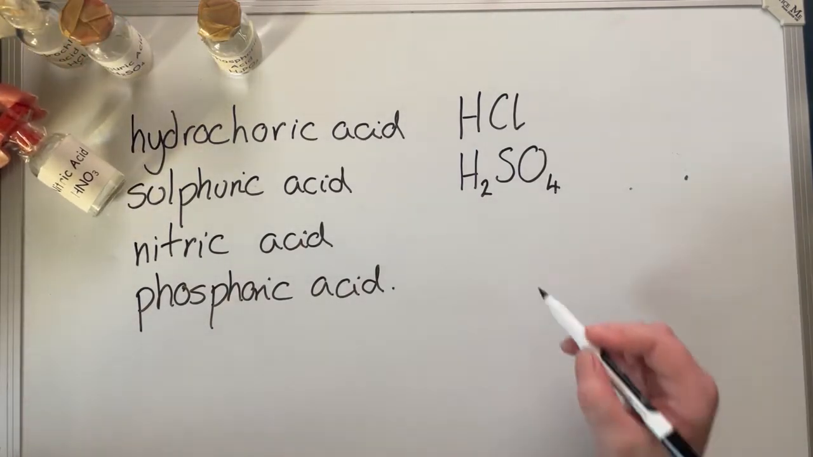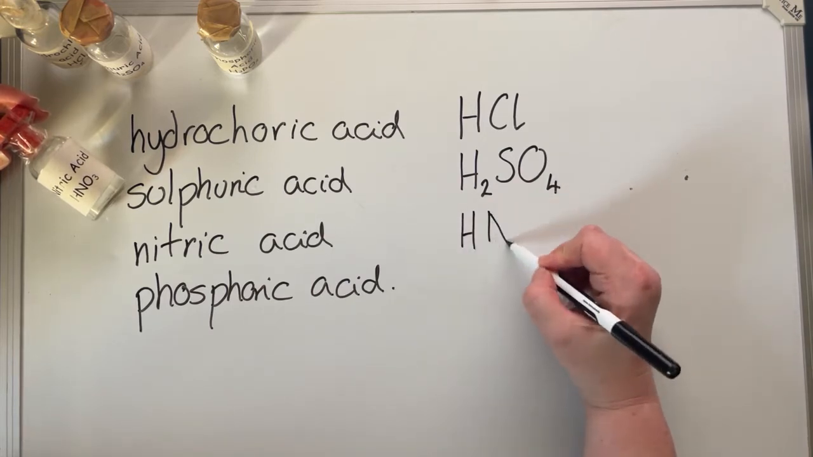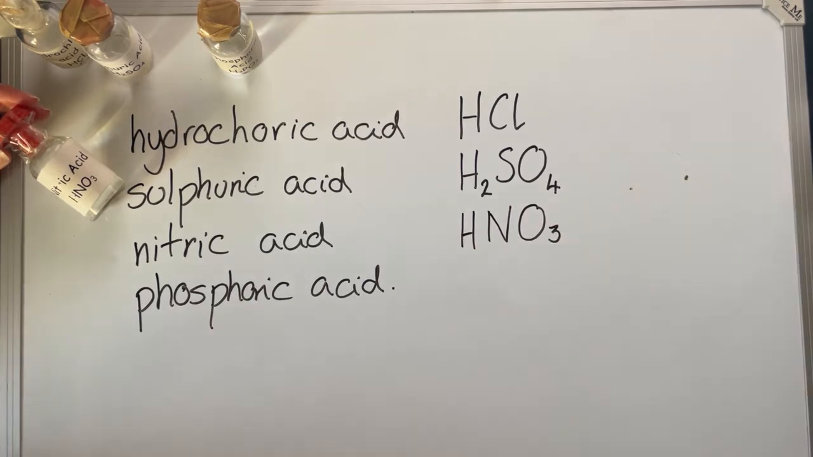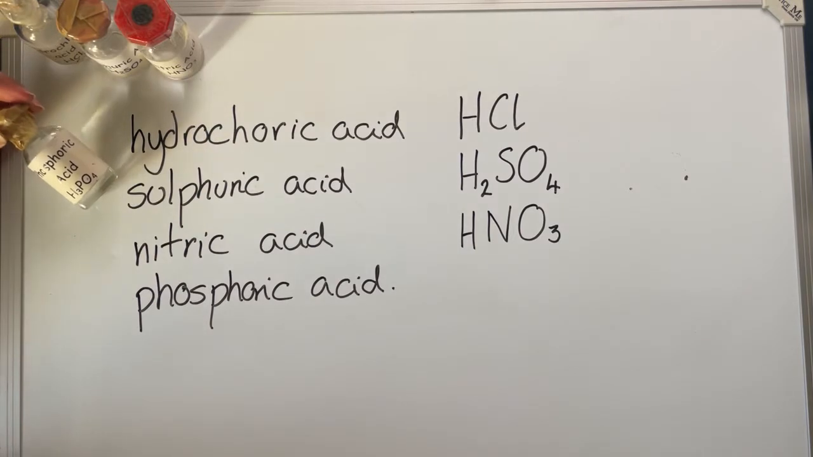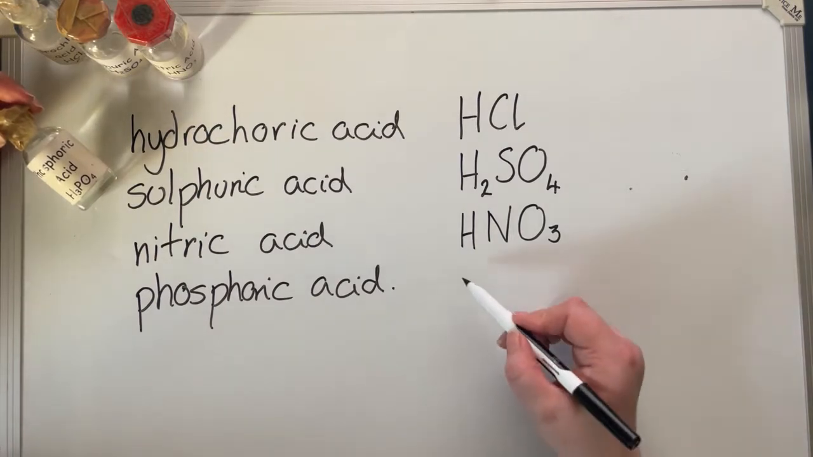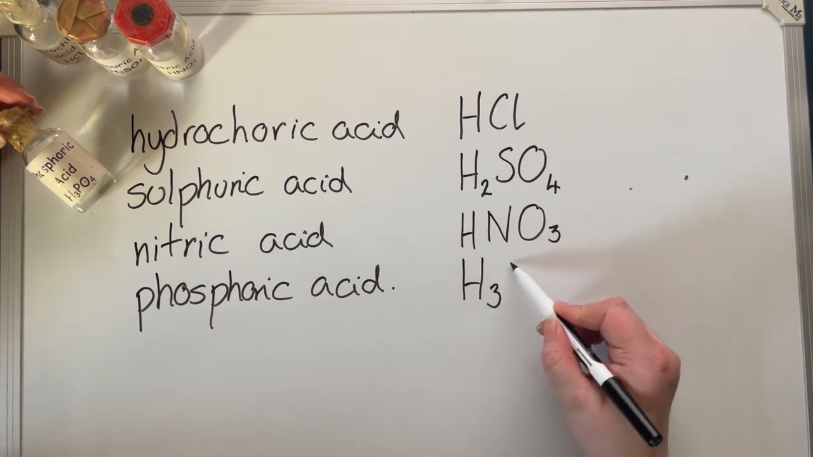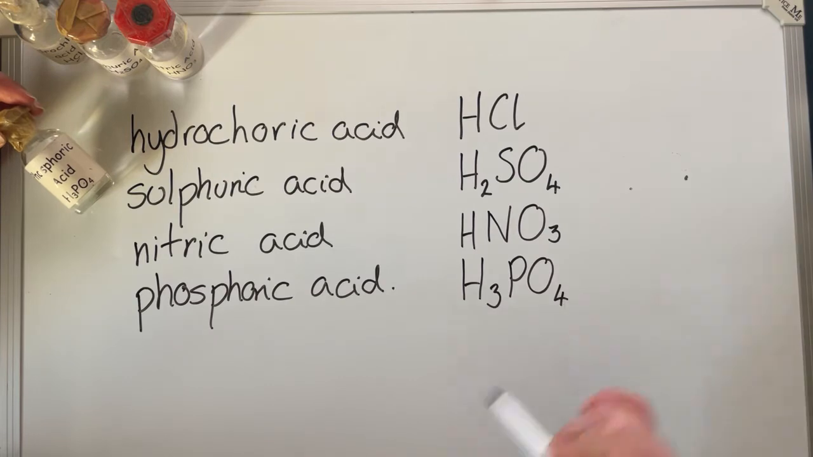Nitric acid's formula is capital H, capital N, capital O, and then subscript 3. Phosphoric acid's formula is capital H, subscript 3, capital P, capital O, subscript 4.